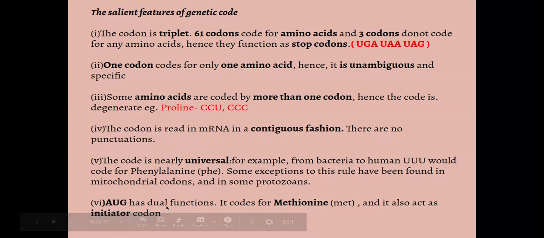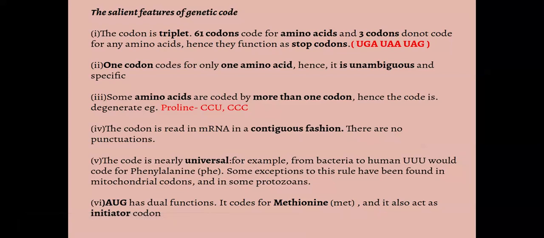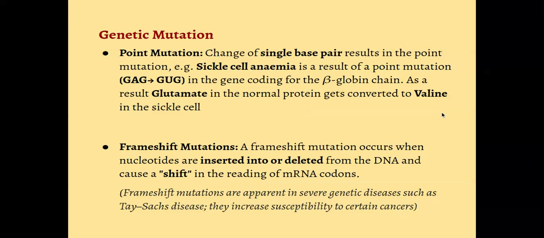AUG, which is the start codon, again you got to know this. The start codon AUG has dual functions, meaning it is doing two jobs. It is coding for the amino acid methionine, and it also acts as the initiator codon in case of translation, the start codon. So it's also called the start codon. So please keep these salient features in mind. Now, so this was regarding the genetic code. Coming to the second concept for today, genetic mutations.